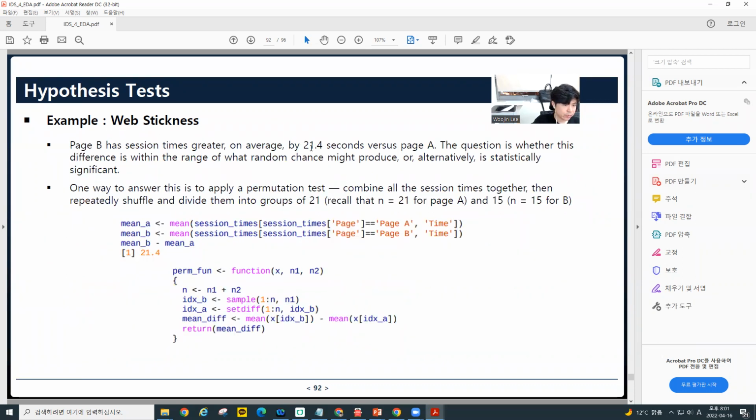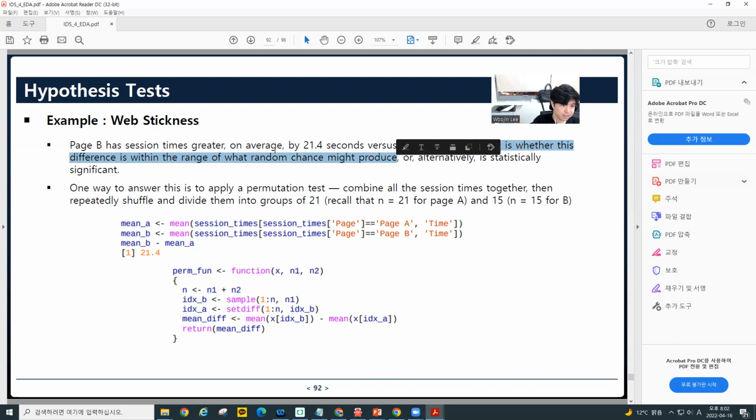When we look at the data, we found page B has session times greater on average by 21.4 seconds versus page A. So this is true. We know that page B has better session times. However, what we are interested in is whether this difference is within the range of what random chance might produce. So we want to check, is this difference really significant and not random?